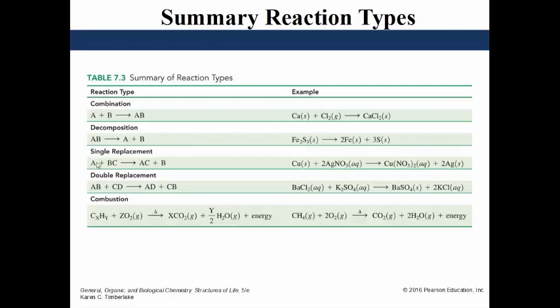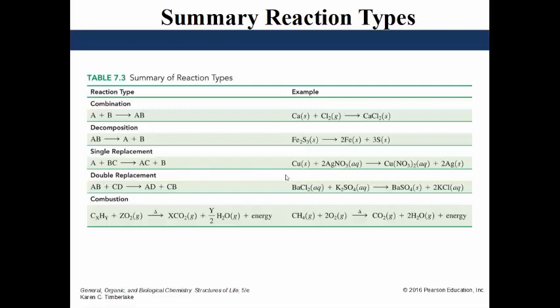Single replacement, A plus BC. Those reactants will break down to give you the products AC plus B. So we're just using regular letters. A is by itself, and you have BC together. But as a product, A and C now are together, and B is by itself. You are switching places here. One element has been swapped out.